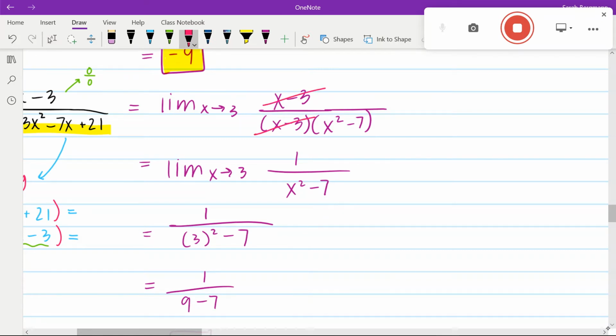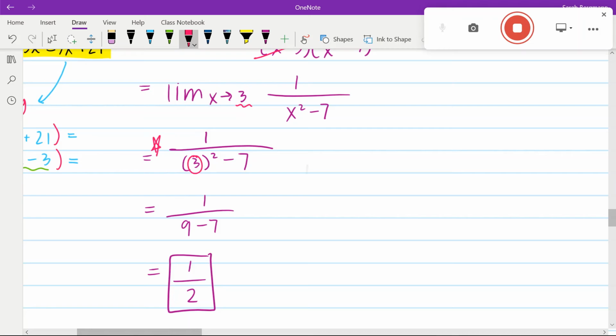So once I get it factored out, now I see that I can cancel out this factor, x minus 3. So when x minus 3 cancels out of our numerator, you have to be left with a 1 in the numerator, and you're left with x squared minus 7 in the denominator. Once you're ready to plug in your c value, now you can drop the limit on the next step. So notice I did not write limit here anymore because now I'm plugging in my c value.